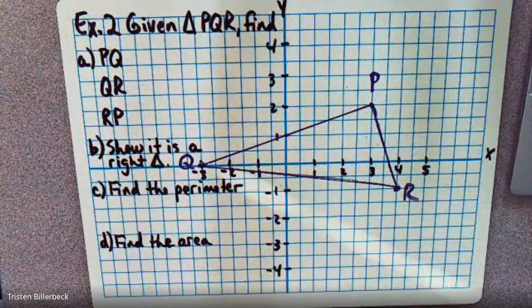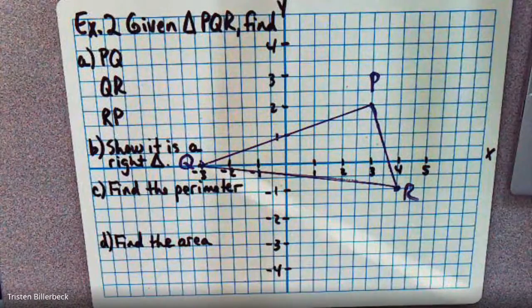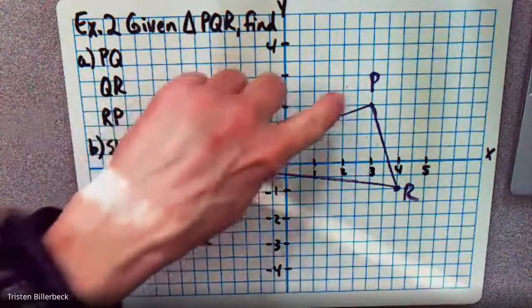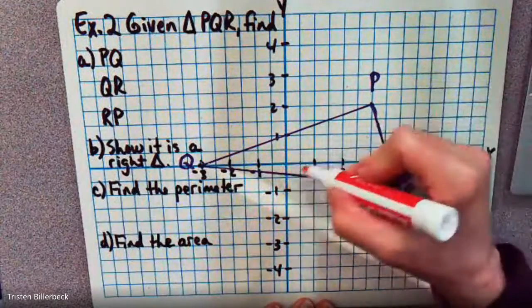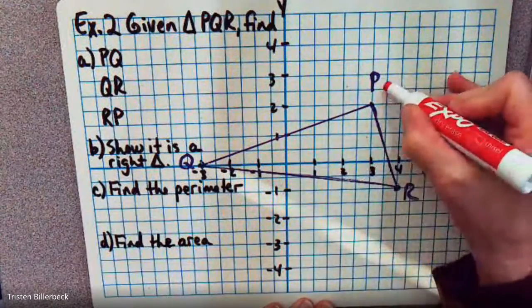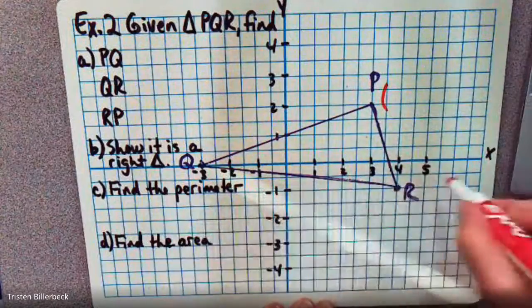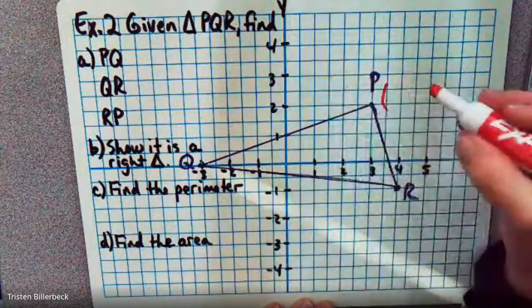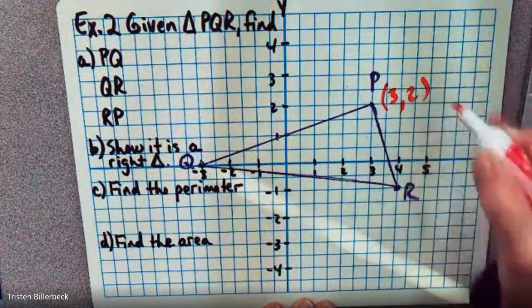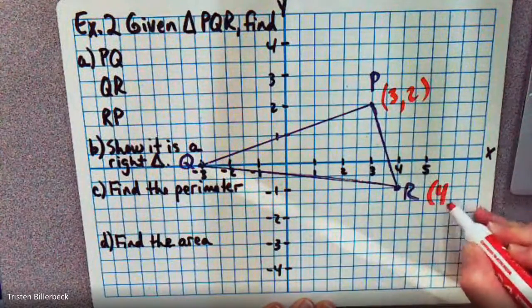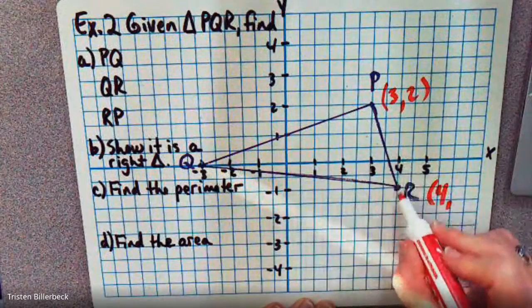So PQR. Okay, so we want to find PQ. Let's look at the coordinates. First we do the lobby, which is the X. The X is the lobby, the elevator is the Y. So P is 3, and then 2. R is at 4, and then -1.